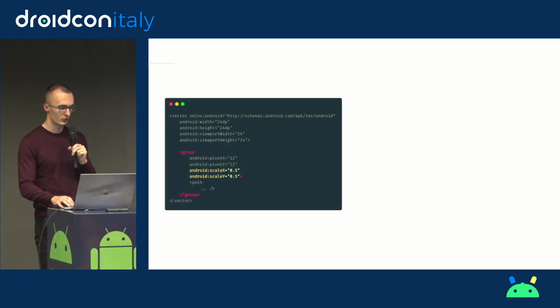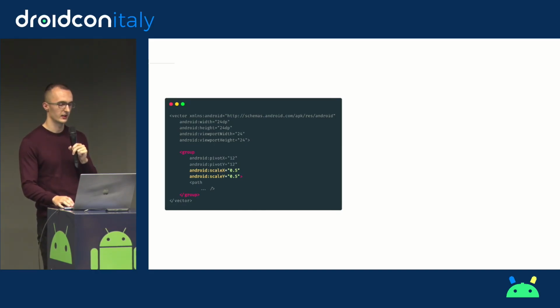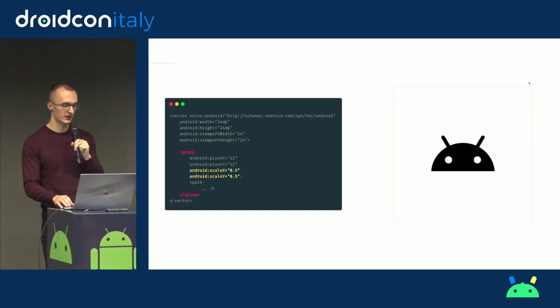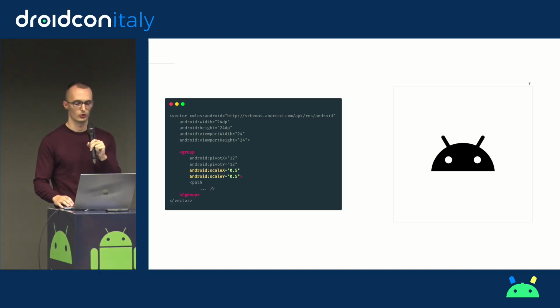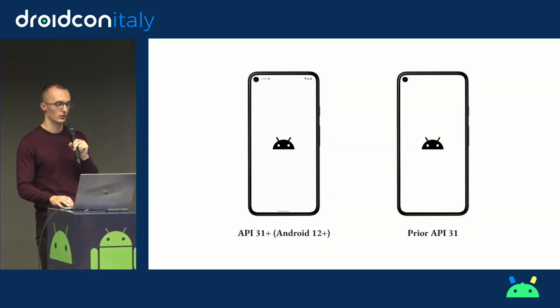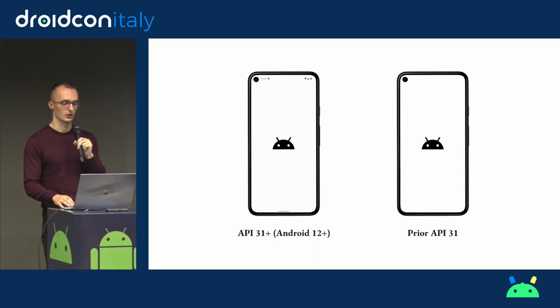Well, we can fix this pretty simply by scaling our icon down. To scale the icon down, we can wrap the icon path in the group attribute, and we can use scaleX and scaleY attributes to scale the icon down. So I'm scaling the icon down by half, and this is the result that I get. So we can see that there's now more than enough room for the mask. And if I run my application now, this is the result that I get on API 31 and on the older version. So we can see that our icon is not cropped anymore.